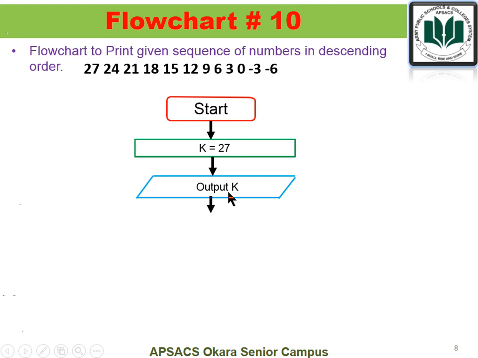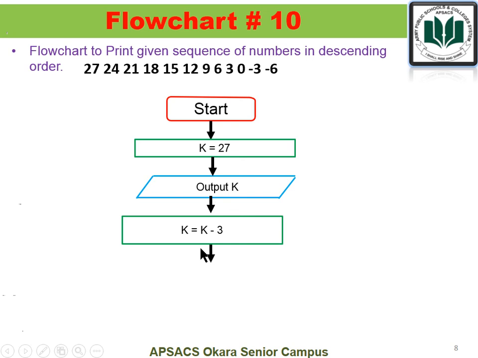Then what will be the next step? The next step is that k will be decremented by 3. k is equal to k minus 3. So the next value of k becomes 27 minus 3, 24, and 24 minus 3, 21, 21 minus 3, 18, and so on up till minus 6.